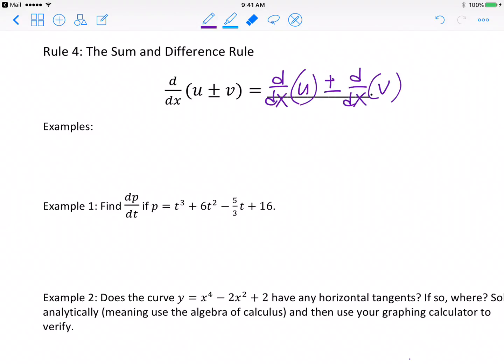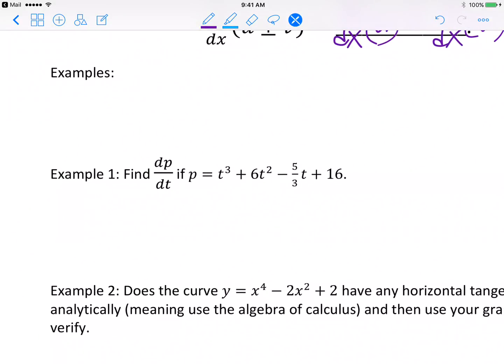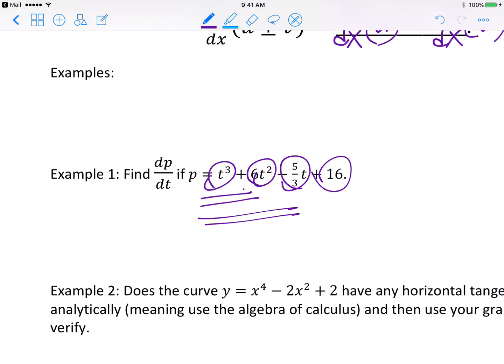If p is defined to be t to the third power plus 6t squared minus 5 over 3t plus 16, how do you find the derivative of p with respect to t? Notice that we're dealing with the sum and differences of something that could be considered a function on its own. Okay, so we have a sum of t to the third power plus 6t squared, then we have a difference of that answer minus 5 over 3t, and then whatever that answer is, we're adding to 16.